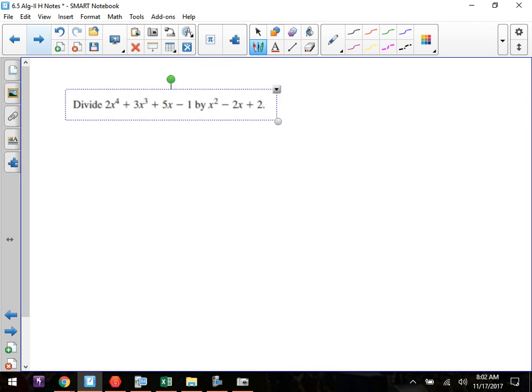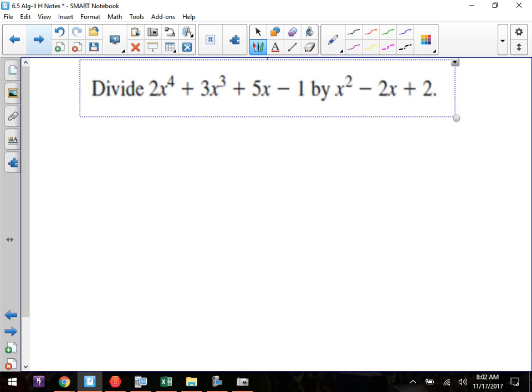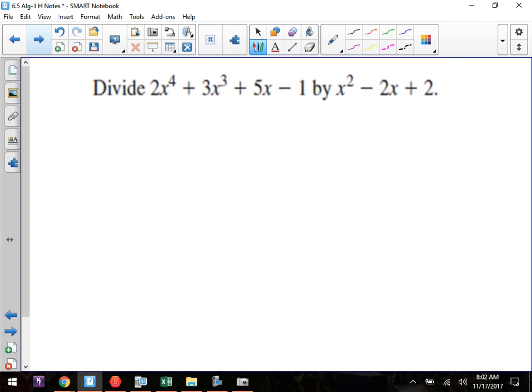So, you can also do that with even higher degree things. Very good. You saw that right away. So we have 2x to the 4th plus 3x squared plus 5x minus 1. Where do I need a placeholder? I need to put a 0x cubed in here. I'm sorry, 0x squared. Thank you.